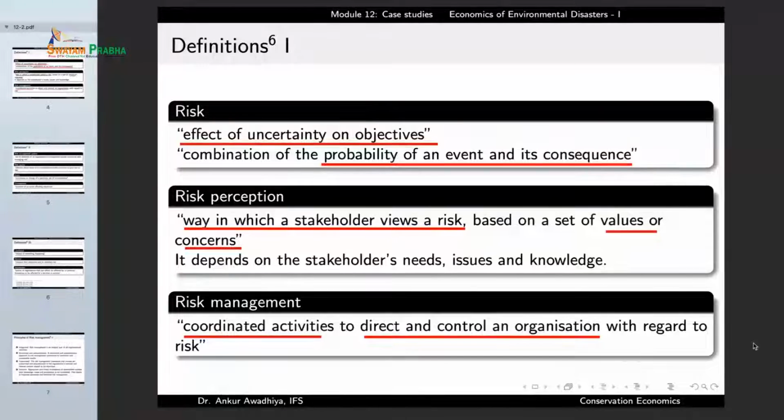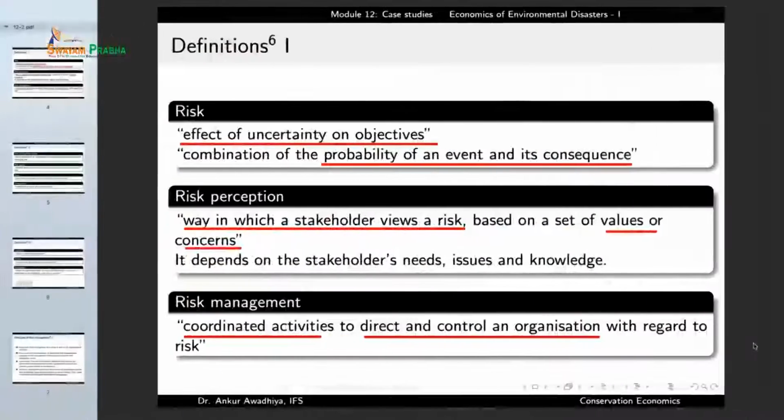So in the case of risk management, we will talk about how do we quantify the risk and what are the kinds of steps we should be taking to minimize the risk. And should the disaster occur, what are the kinds of preparedness that we would make so that the amount of risk is minimized.